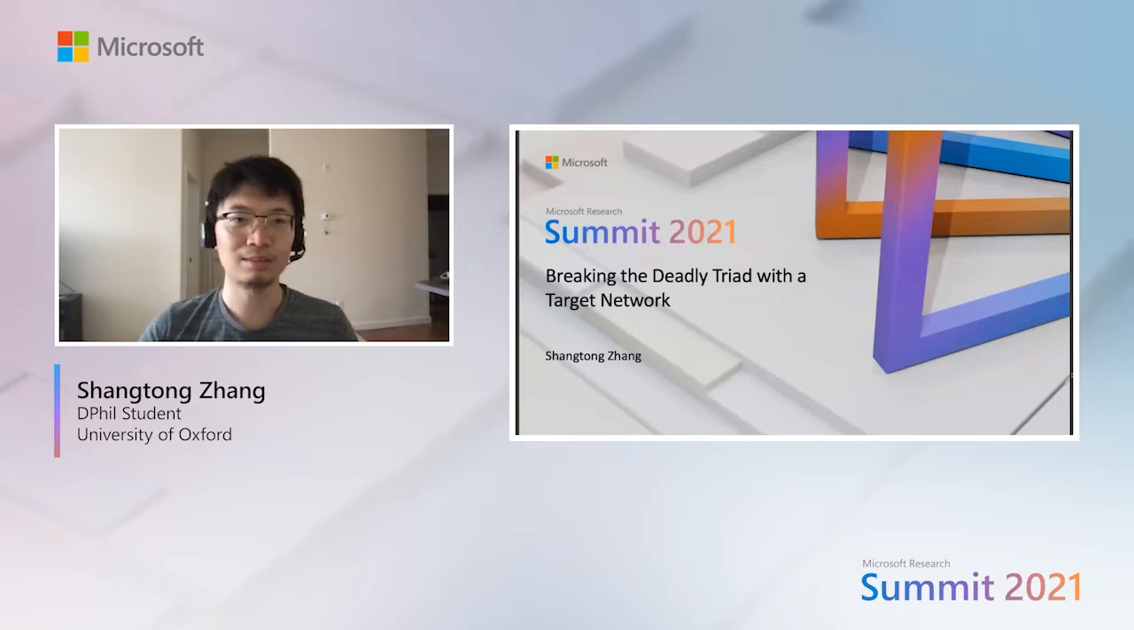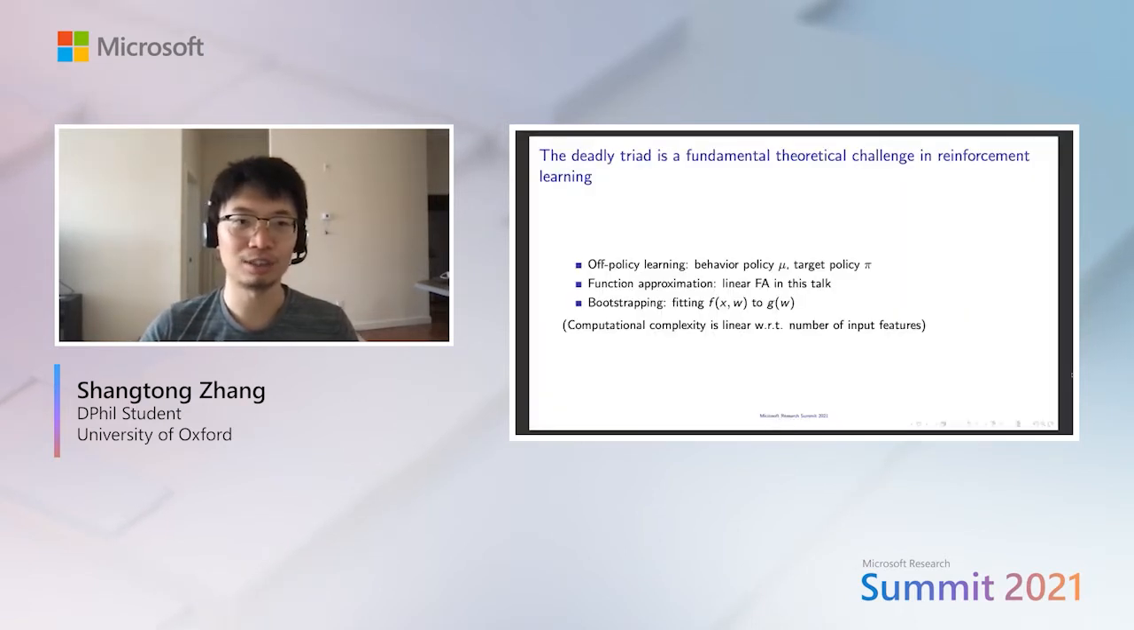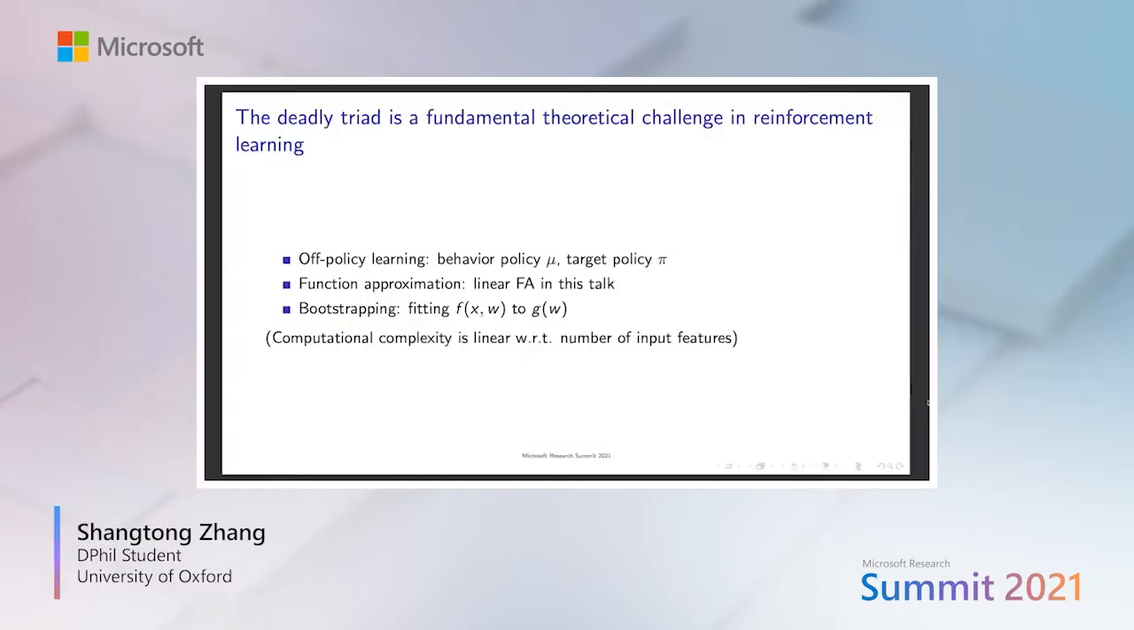Let's get started by briefly introducing the deadly triad. The deadly triad is a fundamental theoretical challenge in reinforcement learning. Basically, there are three very important techniques in reinforcement learning: off-policy learning, function approximation, and bootstrapping.